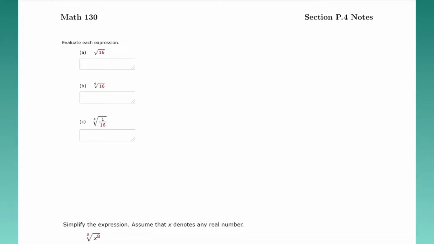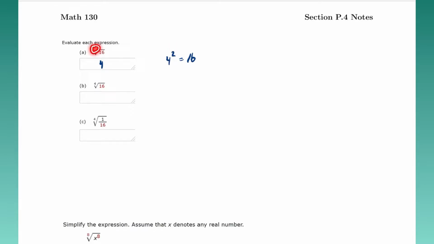Hi, this is section P4, which is on rational exponents and radicals. So for the first example, we have the square root of 16. Well, the square root of 16 is going to be positive 4. The reason being, 4 to the second power is 16.